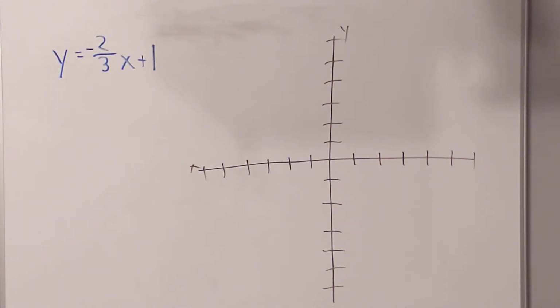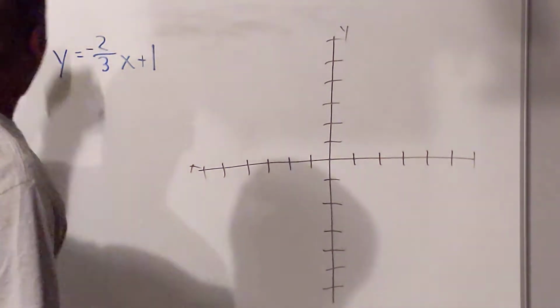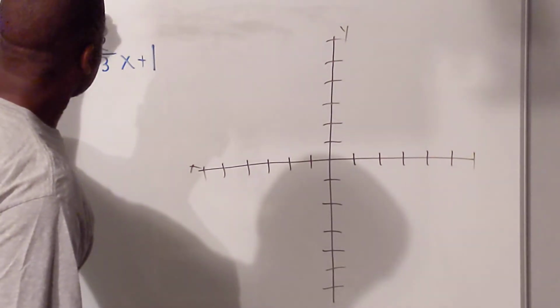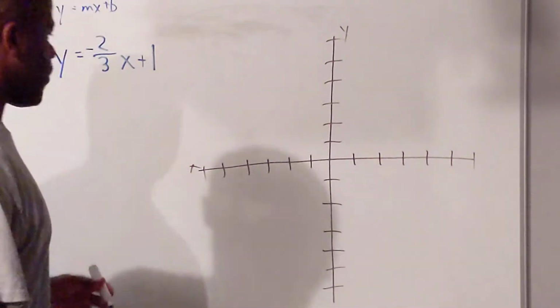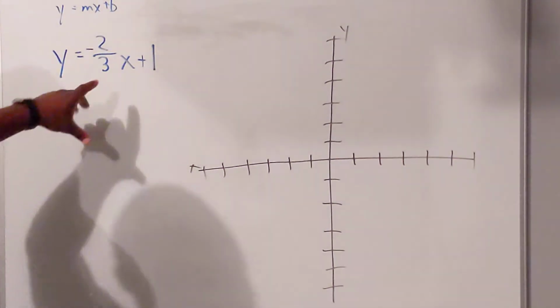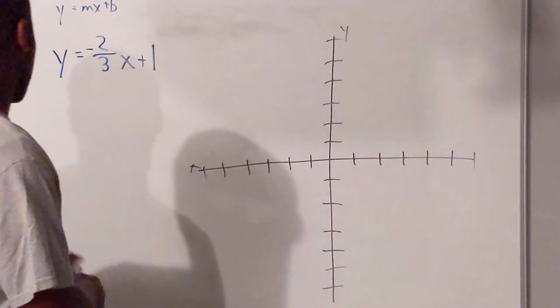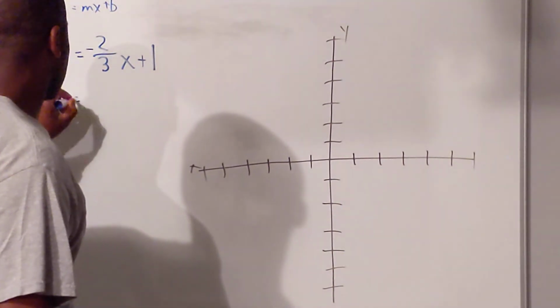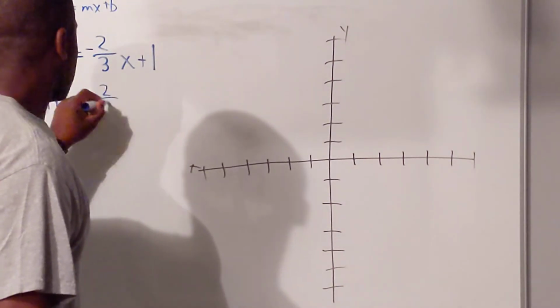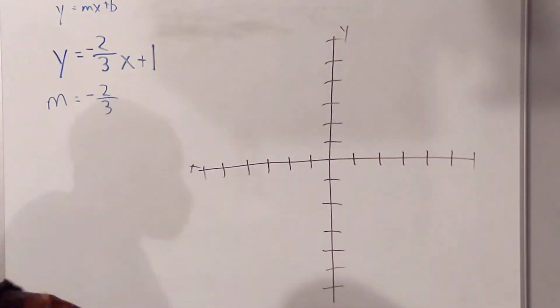Okay, here we will graph a line using slope-intercept form. Now the first thing that I want to notice right here, this is in slope-intercept form, which is y equals mx plus b. That's something that we're all familiar with. The first thing we need to do is identify the slope. The slope is negative 2/3.